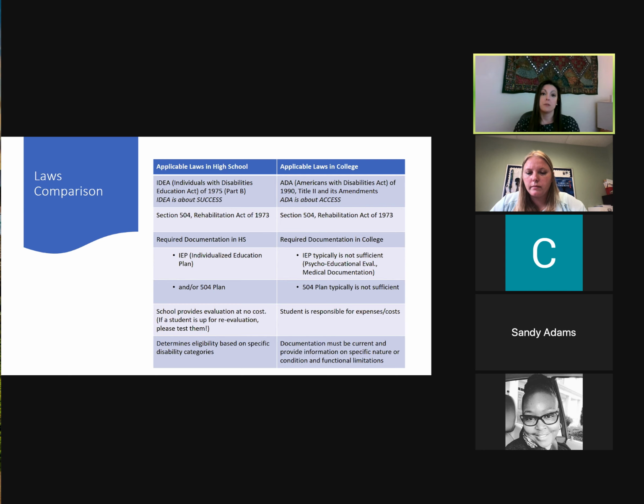And the documentation has to be current. That differs from school to school. For me, that means that if it's a psychoed eval, the tests have to be what's considered adult normed, which means that they're made for an adolescent through adult population, not just a children's population. And if it's medical documentation, it just has to talk about what's still relevant for that student. So in other words, I don't necessarily need to know what it was like for them when they were two. I need to know what it's like for them right now.